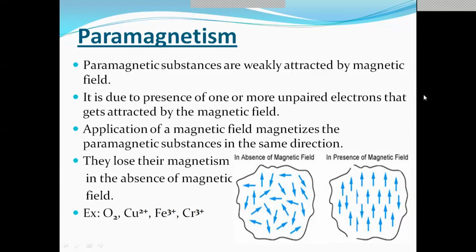So paramagnetism, why does it occur? Because of the presence of a small number of, or one or more, unpaired electrons present in the atom.